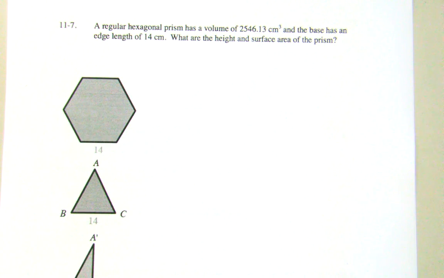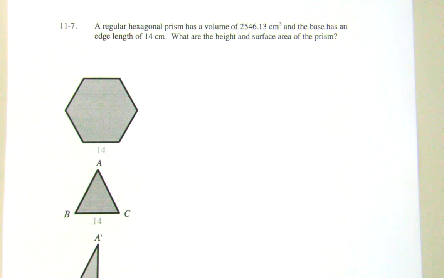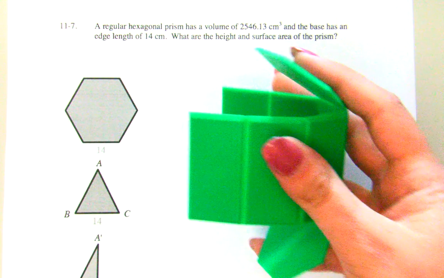Okay, this is Math 2, and we're going to do 7 to 10 in this video. The first one says a regular hexagonal prism has a volume of 2546.13 centimeters cubed. Just to remind you what the hexagonal prism is going to look like.